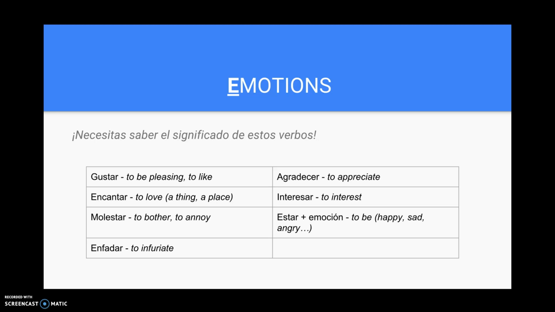And you have two clauses in the sentence. The clauses have two different subjects and are separated by the word que. You need to use the subjunctive in the second clause. So we have gustar, which technically means to be pleasing, but that we use to mean to like.